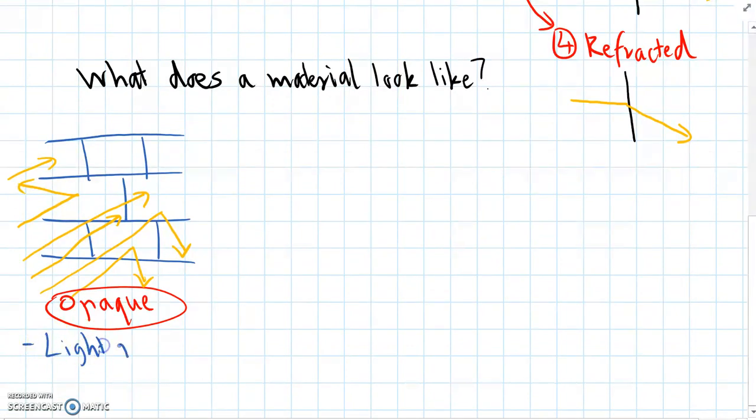The light is reflected and absorbed, but none of it is transmitted. And the result is that we can't see through that material.